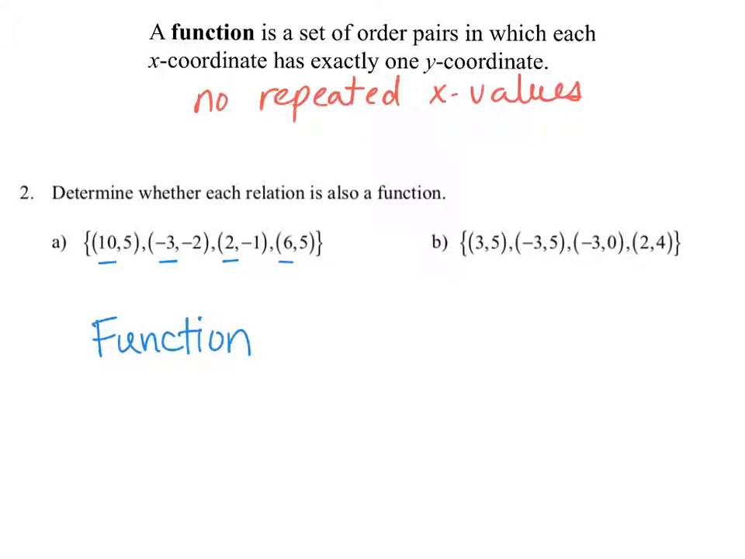In the second example, we see that we have the x values of 3, -3, -3, and 2. We have repeated x values here in the second and the third points, and the y values are different. So this would not be considered a function because each x coordinate has more than one y coordinate. So this is not a function.